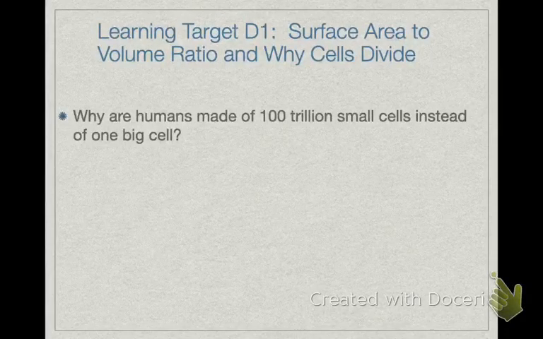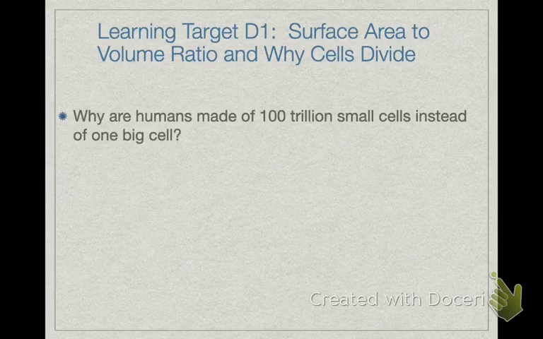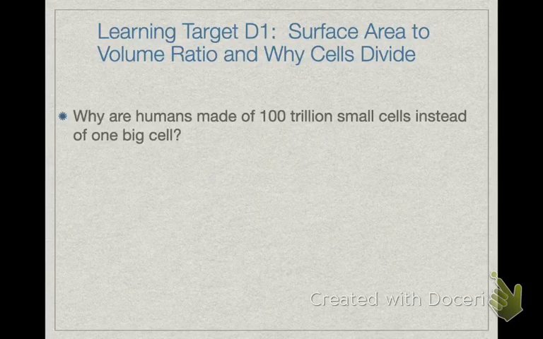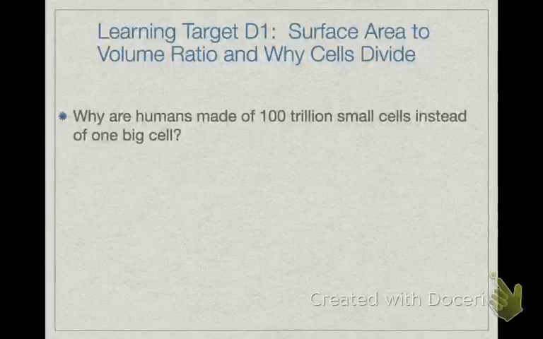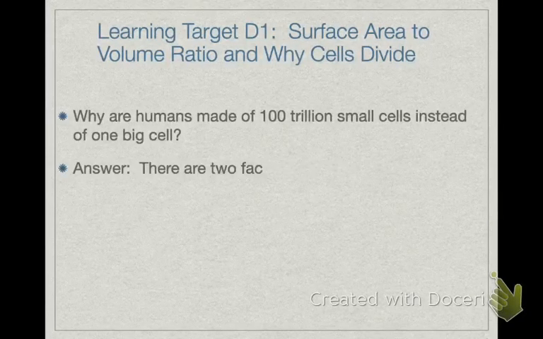It's an important concept in biology, and it actually touches on a fundamental science concept that's important to a lot of different science classes, science disciplines, science careers. This is a general idea in science that's important to know for reasons beyond biology, but it's really important to biology too. So here we go. Why are we made out of 100 trillion small cells instead of one big cell?